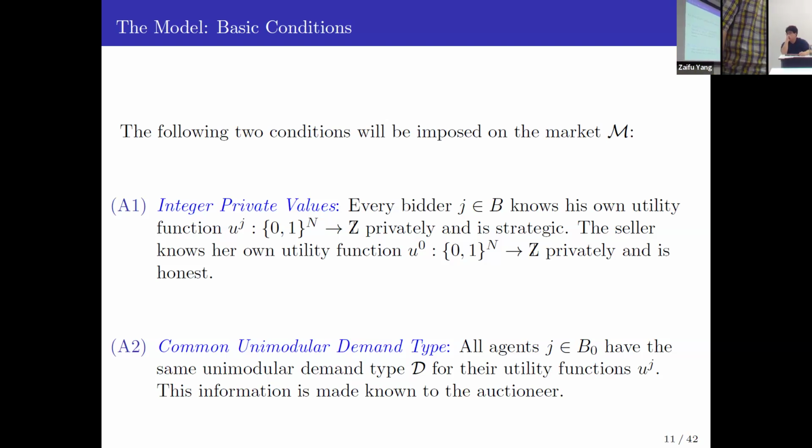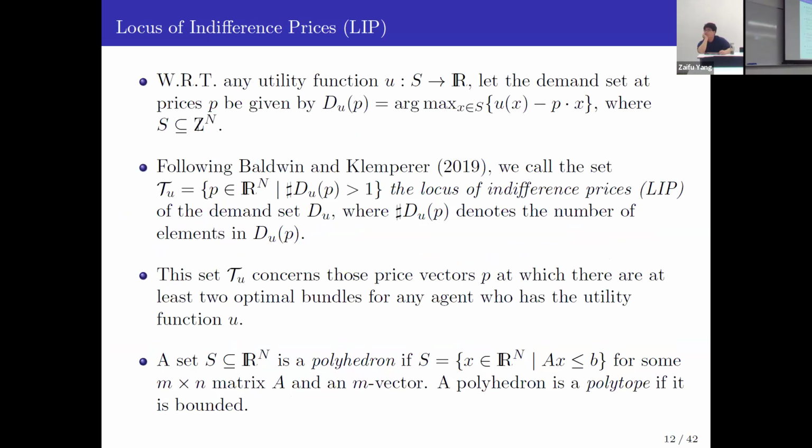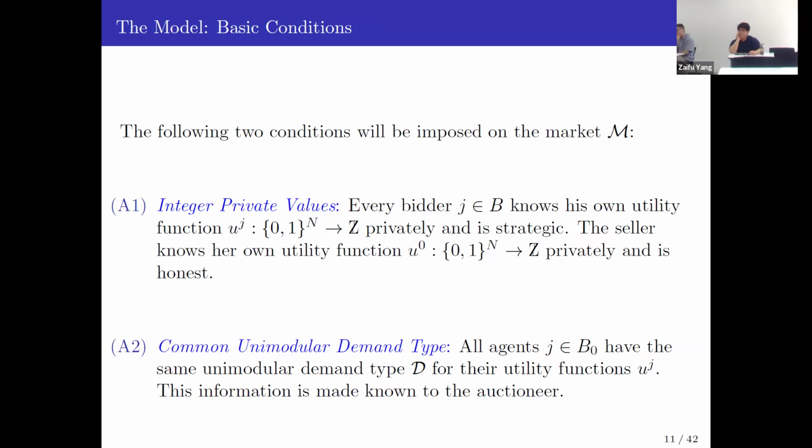Okay, then the second condition. Actually this is a crucial condition: all agents have the same unimodular demand type. And this information, for auction design, we need this information. The auctioneer, the designer, actually needs this information. Okay, now let's look at what this condition will be.